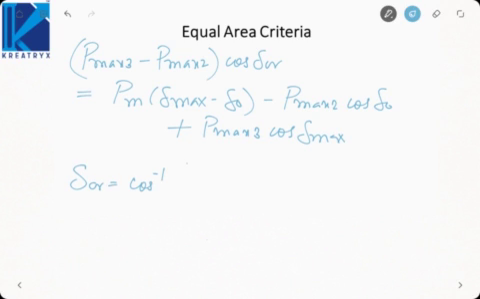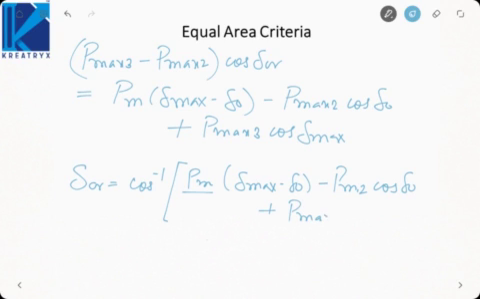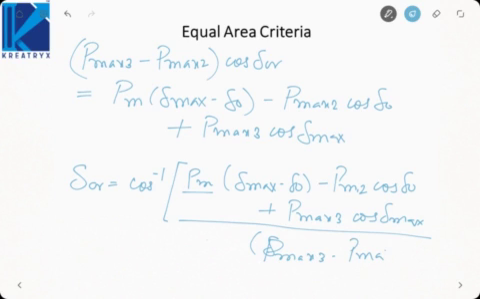That is my cos inverse of PM into delta max minus delta naught, minus Pmax 2 cos delta naught, plus Pmax 3 cos delta max, whole divided by Pmax 3 minus Pmax 2. This will be the critical clearing angle.